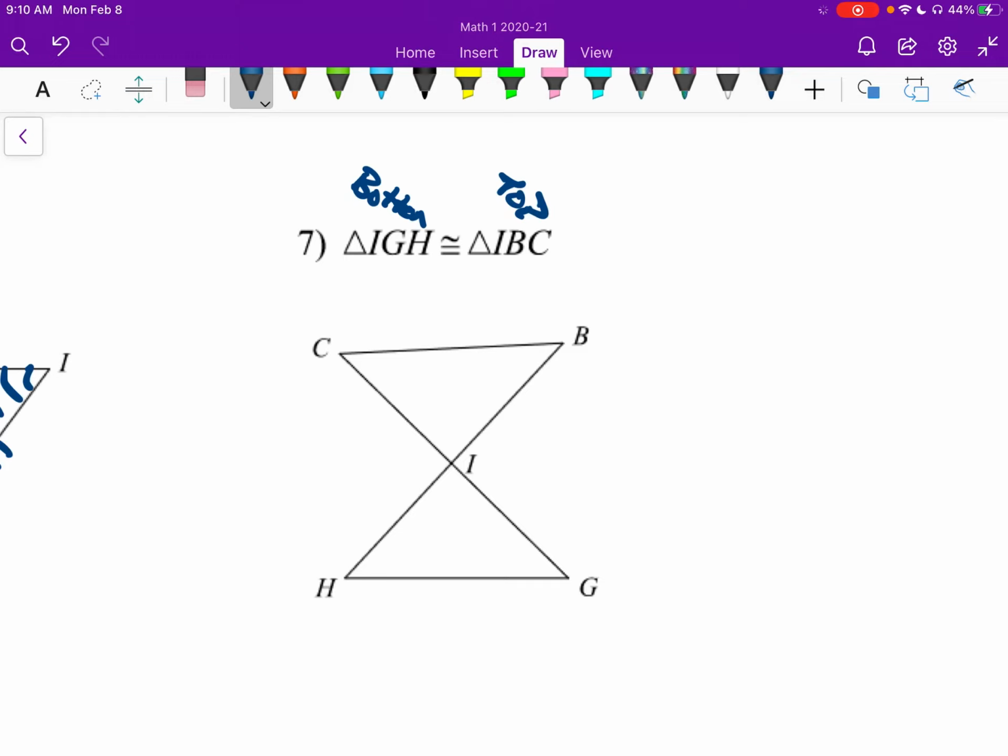So starting off the bottom triangle, I have I is congruent to I of the top one. That makes sense because those form vertical angles, right? They're like opposite angles, and they have to be congruent. Then we have G and B. And lastly, H and C.